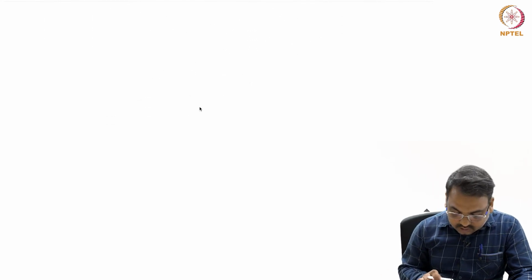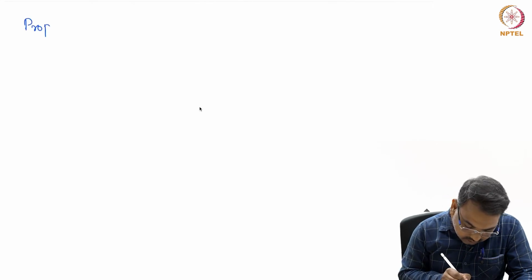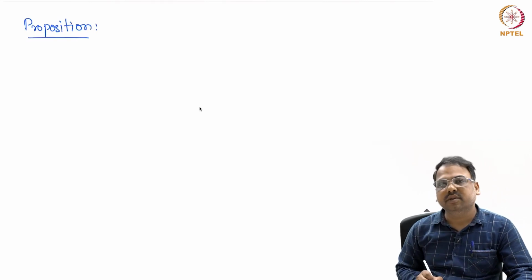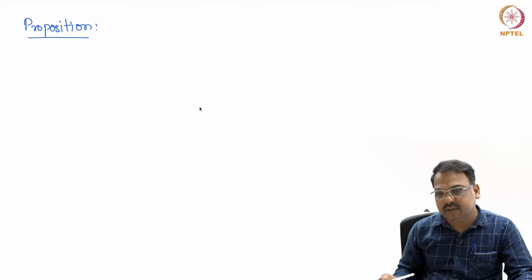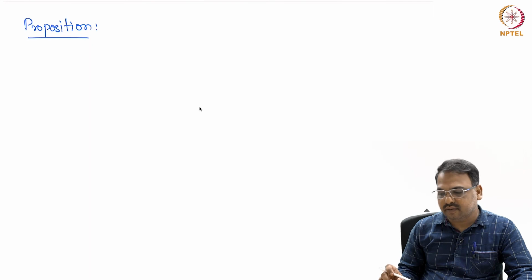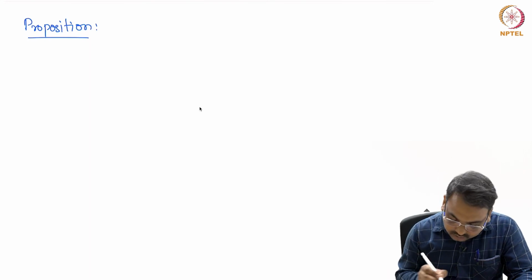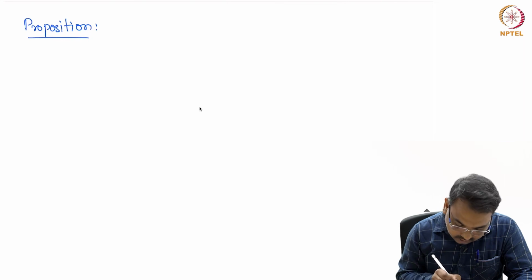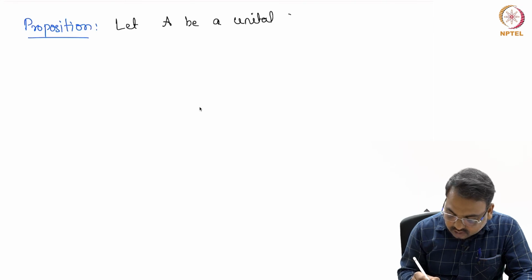So let us write this as a proposition, and we have shown the inclusion between the spectrum of phi of a and the spectrum of a when phi is multiplicative. So let A be a unital commutative Banach algebra.